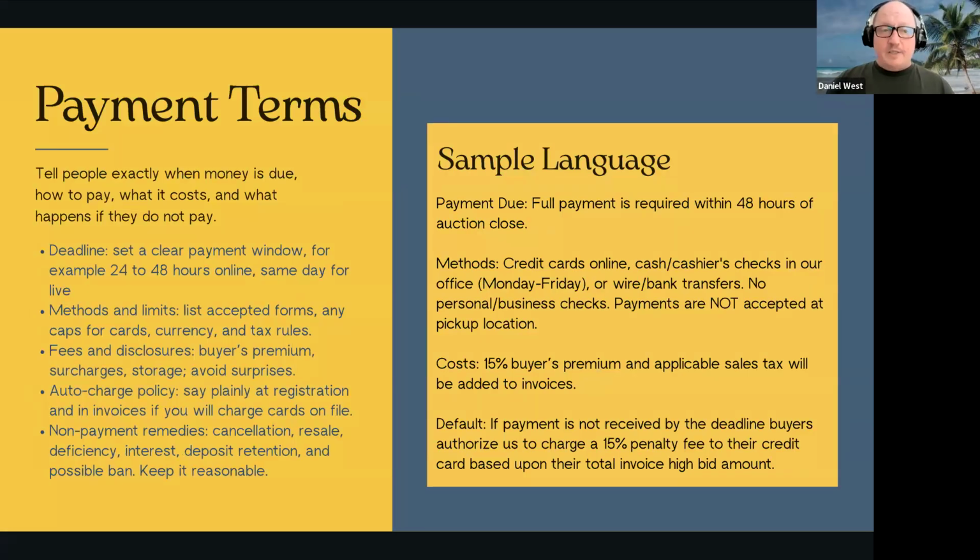All right, now we get to the money section, the payment terms. This one is absolutely critical. This is why you're in the business anyway, right? Is to collect the money from the bidders. So again, plain language, be very clear: who, what, when, where, why, how, right? All that stuff.